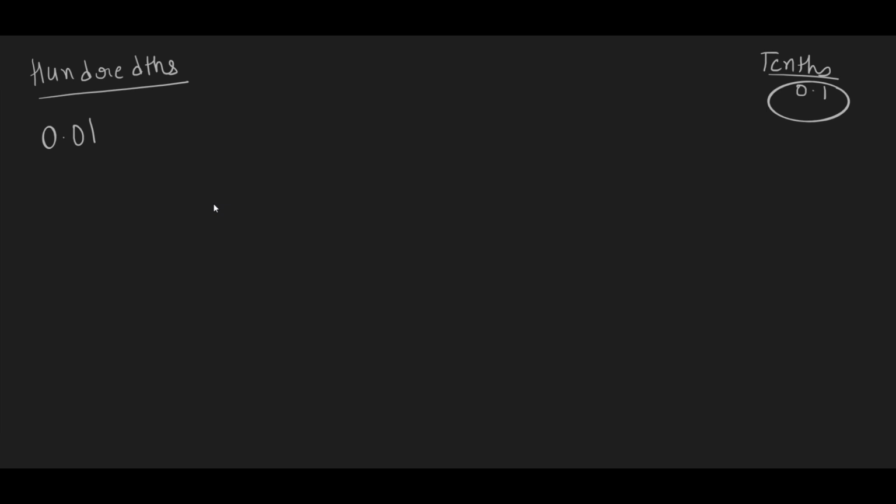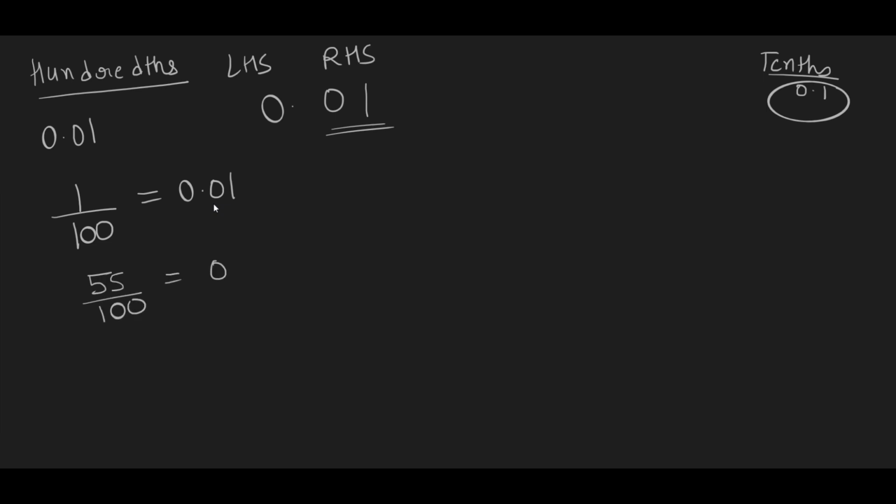So on the right hand side of the decimal, suppose 0.01 is your number. This is your right hand side, this is your left hand side. On the right hand side of the decimal, there will be two digits. So these are called hundredths, or it can also be written as 1 upon 100. This is also equal to 0.01. So children, some examples. Suppose you have a number 55 upon 100. So this can be written as 0.55. How many digits after the decimal? Two digits after the decimal.